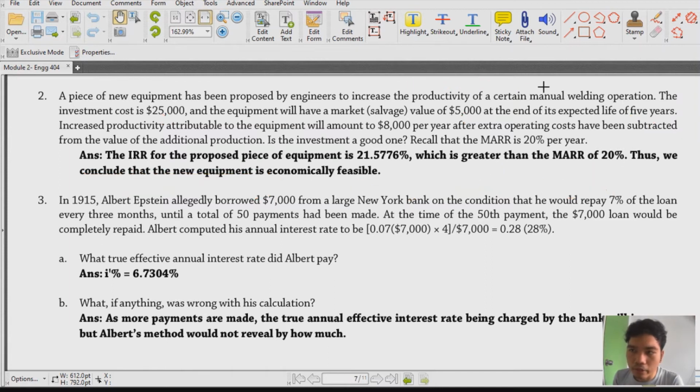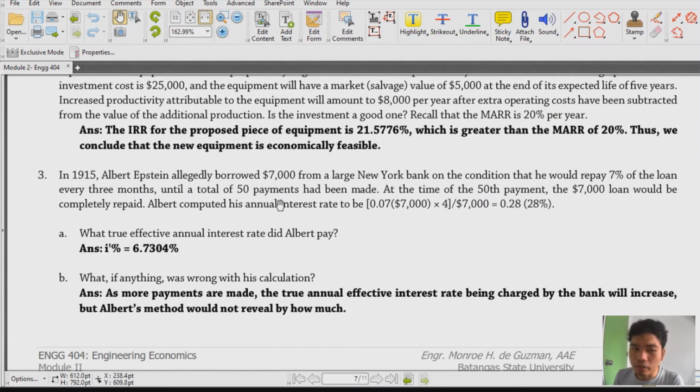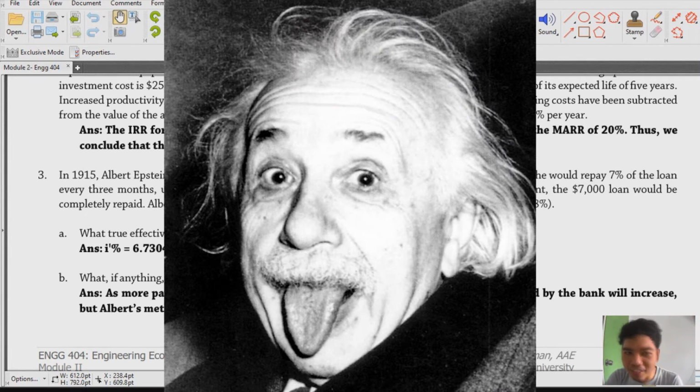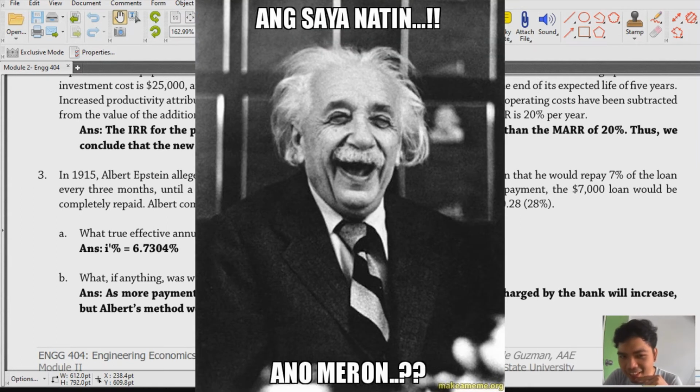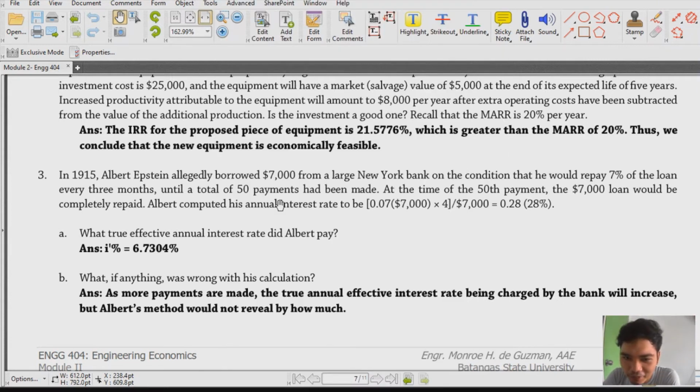Now, let's do number 3. Sabi dito, in 1915, Albert Einstein, sorry, nadala ako. In 1915, Albert Epstein. I don't think this is Epstein, pero siguro actually kasi yung iba dito parang kinopya ko lang naman yan, tapos inedit ko lang yung mga given minsan. So I think Albert Epstein nga to allegedly borrowed $7,000 from a large New York bank on the condition that he would pay 7% of the loan every 3 months until a total of 50 payments have been made.